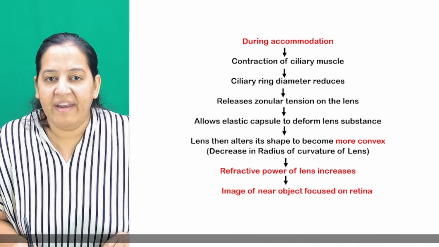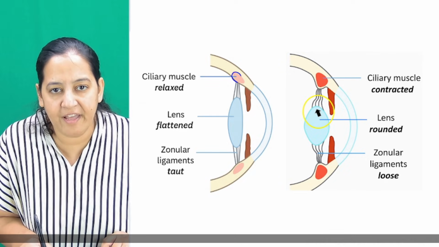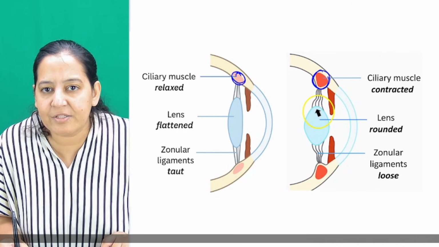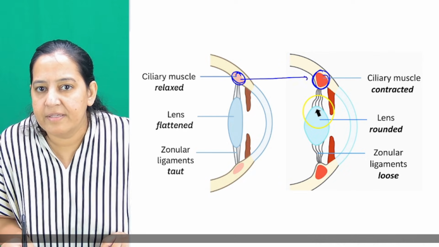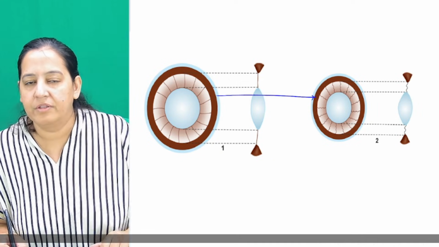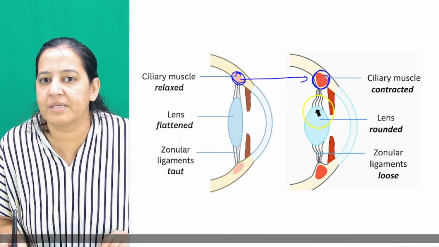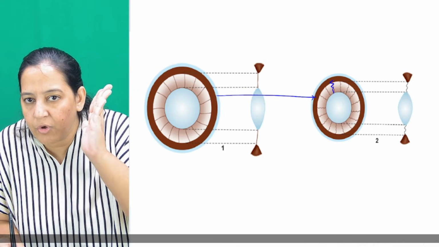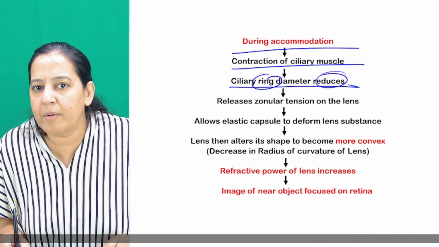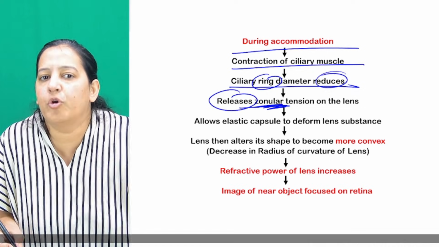When there is accommodation, the ciliary muscle contracts. Here the ciliary muscle is relaxed, here the ciliary muscle is contracting. When the ciliary muscle contracts, the ring becomes small. The ring diameter reduces. If the ring becomes small, the zonules become loose. So the zonule tension reduces.